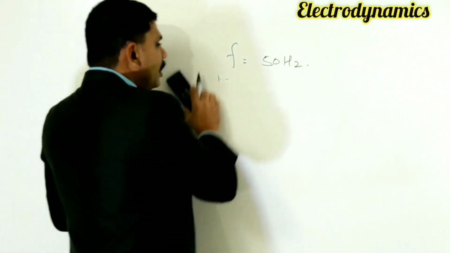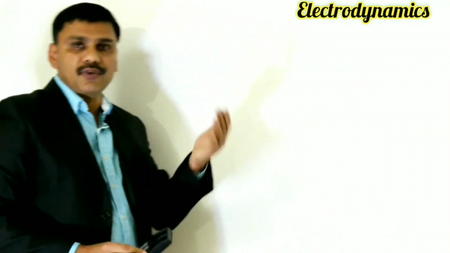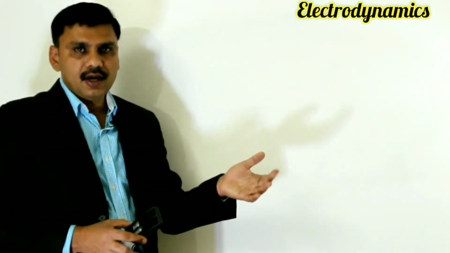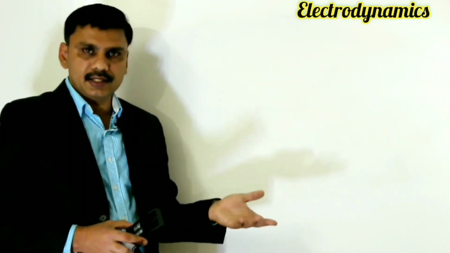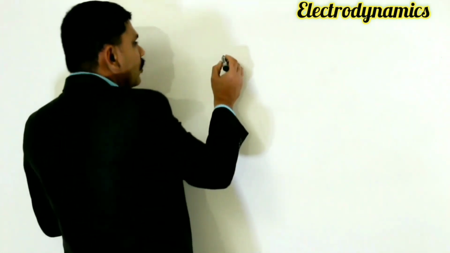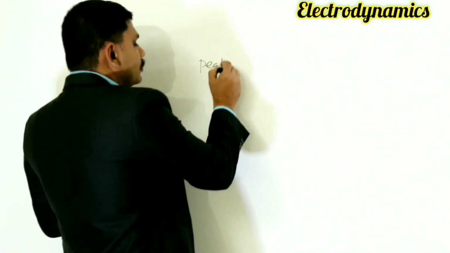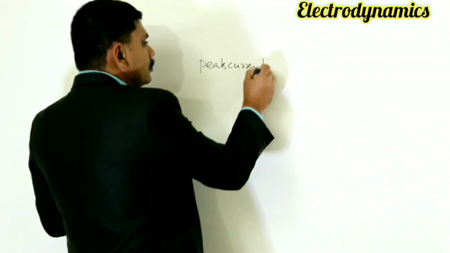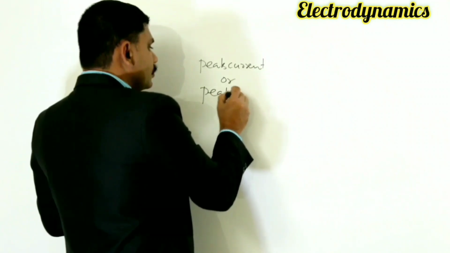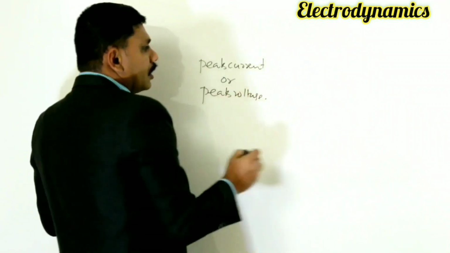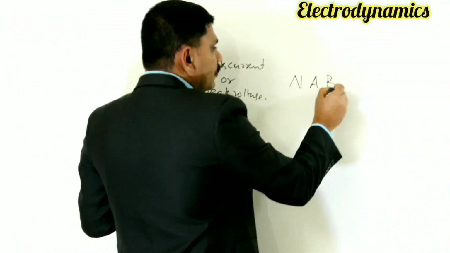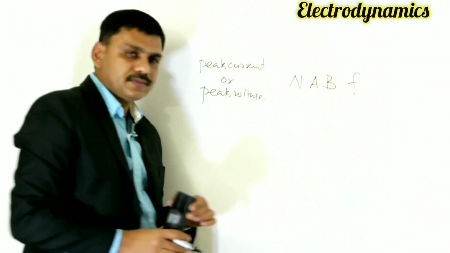Then, if I am doubling the frequency of rotation, how will it affect the peak voltage or peak current? So, you just remember this equation: peak current or peak voltage depends on the number of turns, area of the coil, magnetic field, and frequency of rotation.